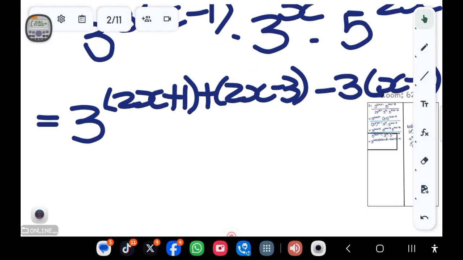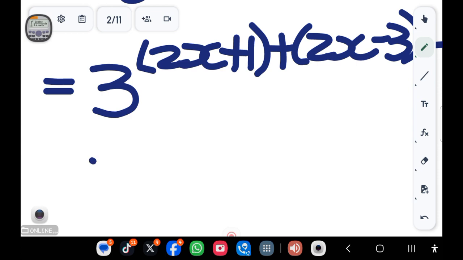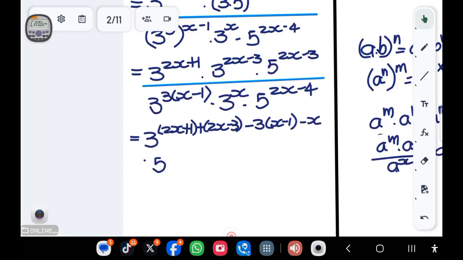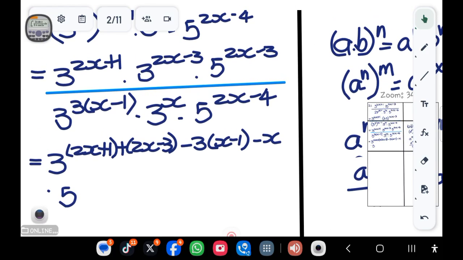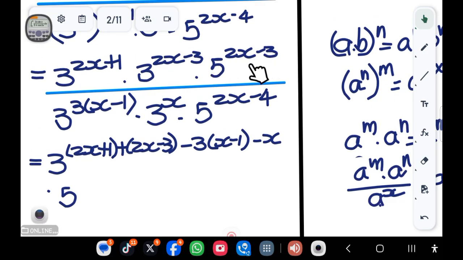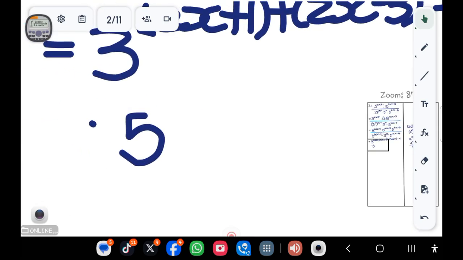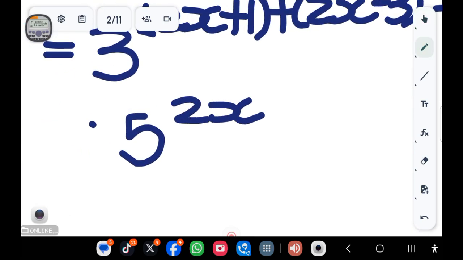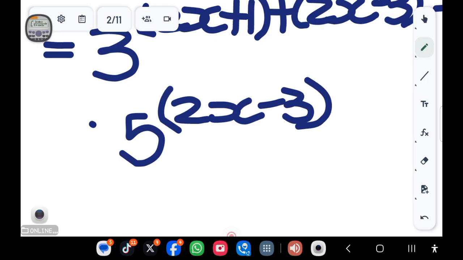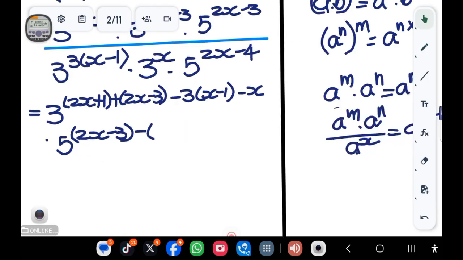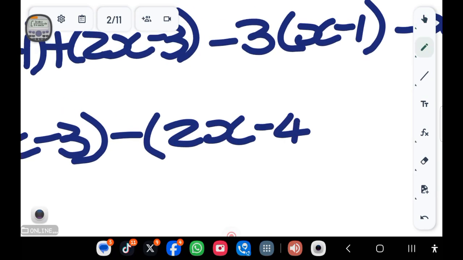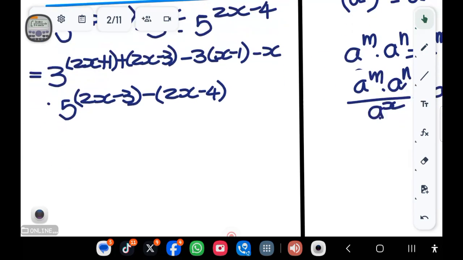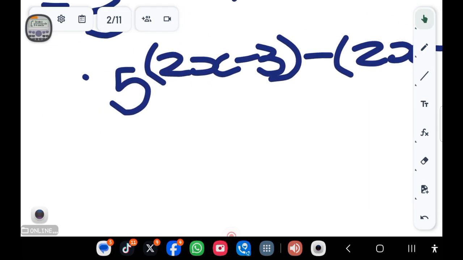So that's exactly the same rules we applied, two rules at the same time. All right, now we do the same for all those powers with the base 5. The one at the top will be positive, 5 to the power of 2x minus 3. And the one at the bottom will be subtracted. The one at the bottom is subtracted, and that's 2x minus 4, so that will be minus in brackets 2x minus 4. Now we remove the brackets and add everything all together.